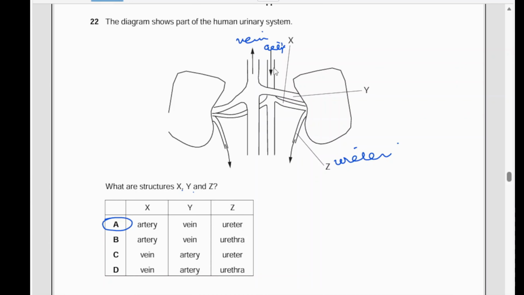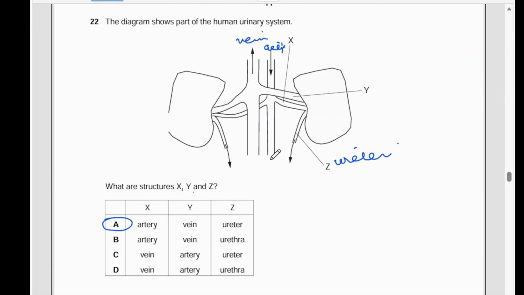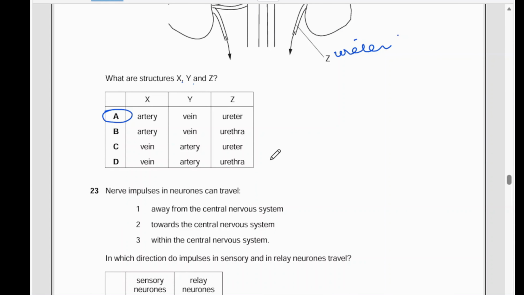So how do I say this? Whatever takes the blood away from the organ but towards the heart, that's a vein. And what takes the blood towards the organ and away from the heart is an artery. No, no, no. Because there is no such logic. There's no logic for this question.